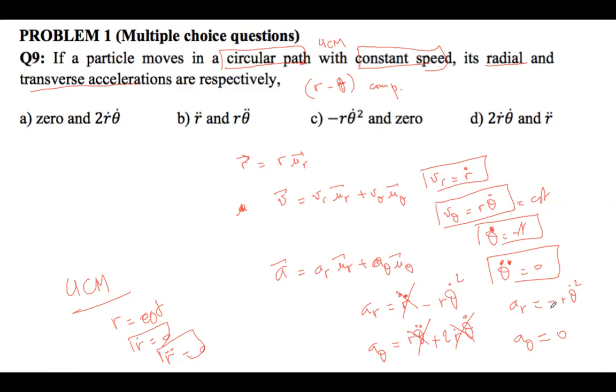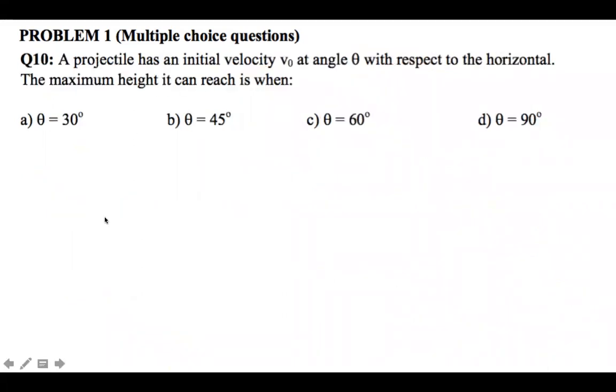So which one is the correct answer, of course? The correct answer is C. The radial acceleration is equal to minus r theta dot squared, and the transverse acceleration is just 0. Okay, and you know this from the tangential and normal acceleration. So here you can go from the tangential normal coordinate system to the radial and transverse coordinate system. You will find the same answer, of course. Next question. So we have a projectile.